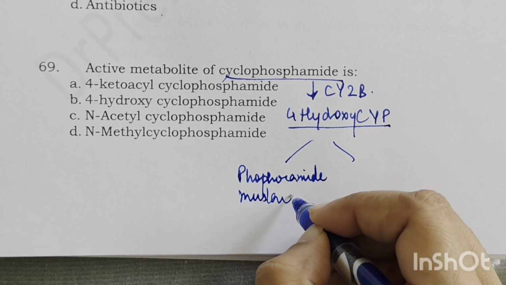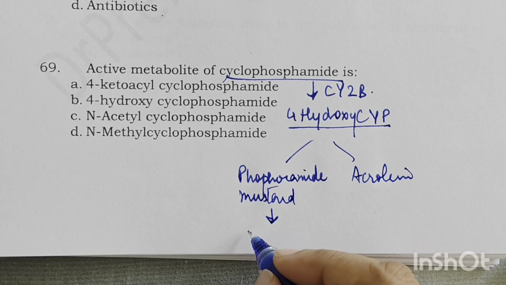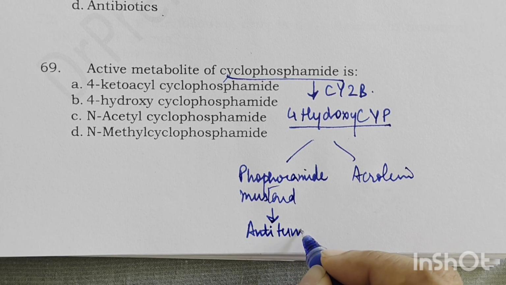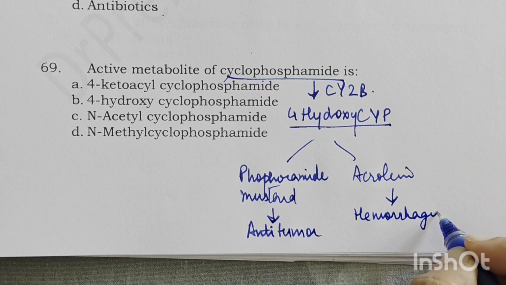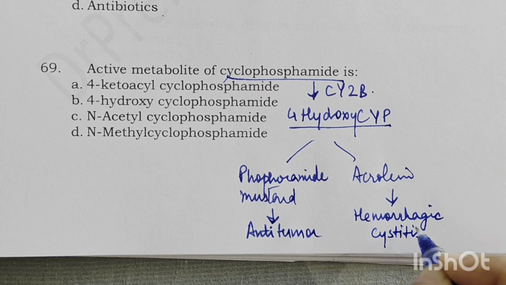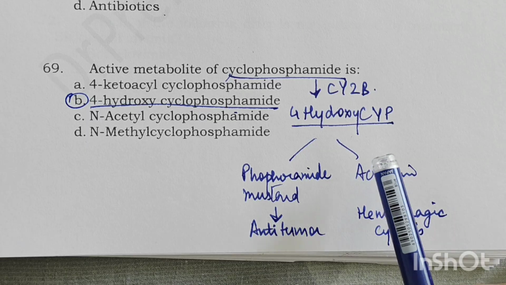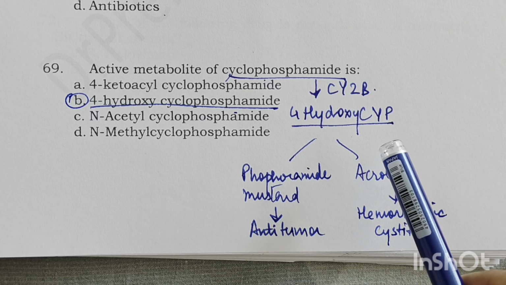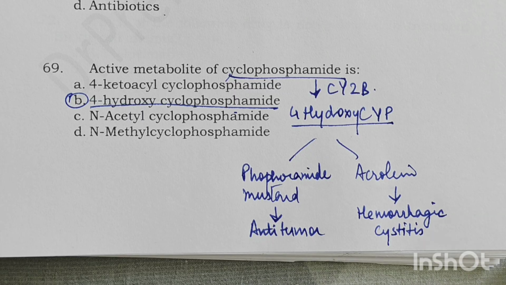So they give rise to phosphoramide mustard and acrolein. Now phosphoramide mustard is responsible for the anti-tumor effects, and acrolein is responsible for the hemorrhagic cystitis, right? So these are the two side effects. So the answer here is 4-hydroxycyclophosphamide. Then this 4-hydroxycyclophosphamide is further oxidized, and it forms 4-ketocyclophosphamide and other inactive metabolites like carboxyphosphamide.